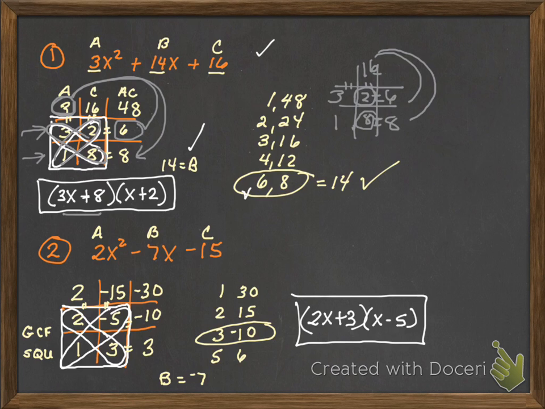So 3x plus 8 times x plus 2. Now, number 2 is where we start to really use tic-tac-toe with the magic box, because I've got negatives. You load them in, A, C, and AC. So 2 times negative 15 is negative 30. What factors of negative 30 can I add together and get negative 7?